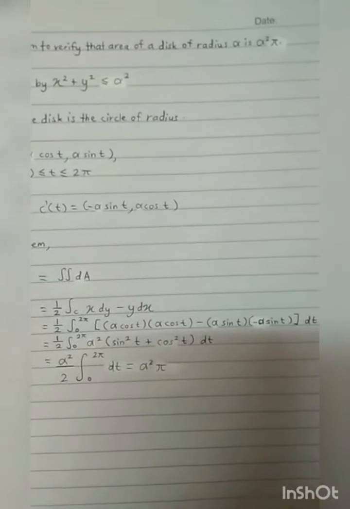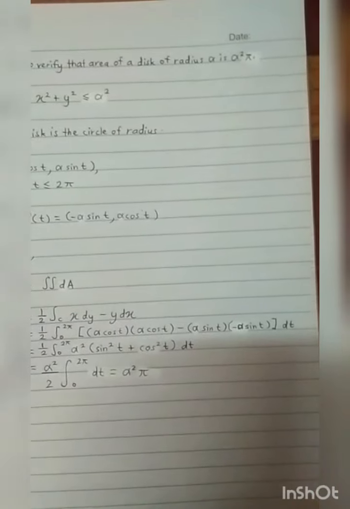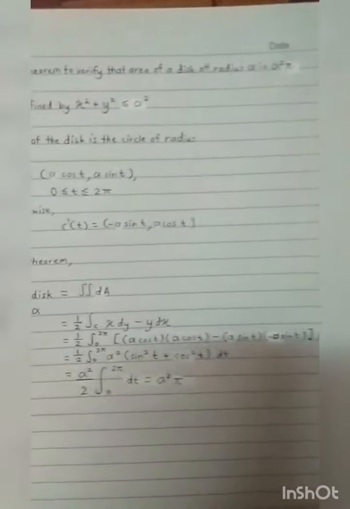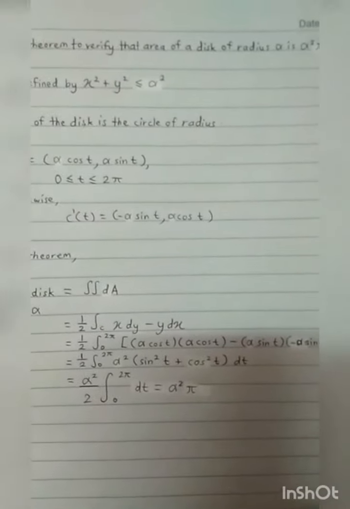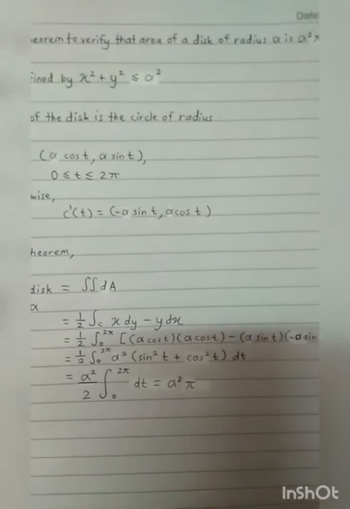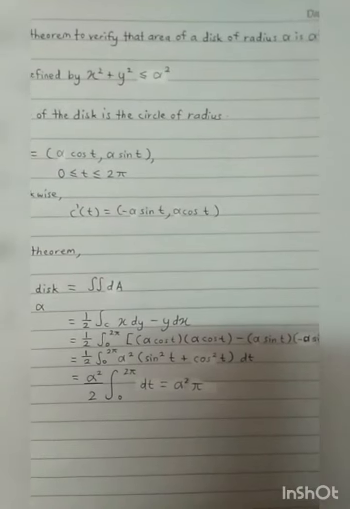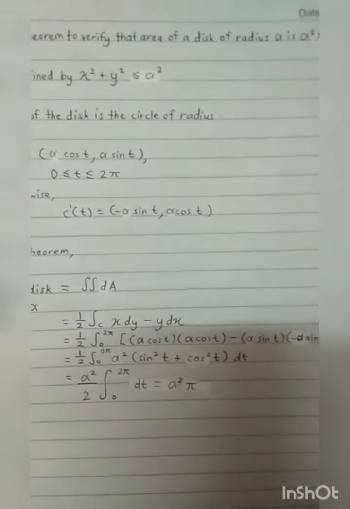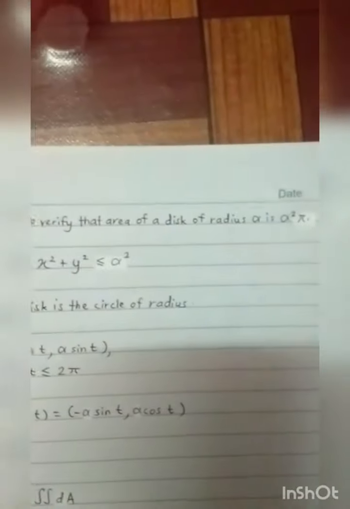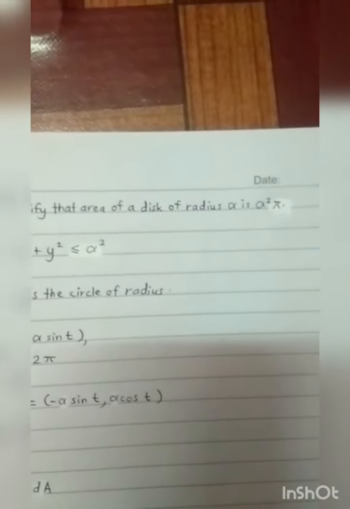So by using that value, we will get 1/2 integrate 0 to 2 pi in bracket alpha cos t times alpha cos t minus alpha sin t times negative alpha sin t dt equal to 1/2 integrate 0 to 2 pi alpha squared in bracket sin squared t plus cos squared t dt equal to alpha squared over 2 integrate 0 to 2 pi dt equal to alpha squared pi. This is the proof that the area of a disk of radius alpha is alpha squared pi.